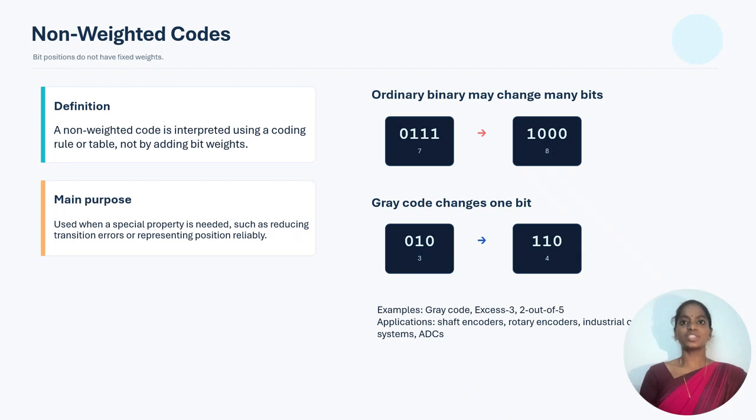Uses of non-weighted codes. Non-weighted codes are mainly used when a digital system requires a special property rather than easy arithmetic calculation. Used in reducing transition error, representing mechanical position, analog to digital conversion, and then application of non-weighted codes are used in industrial control systems, rotary encoders, and shaft position encoders.